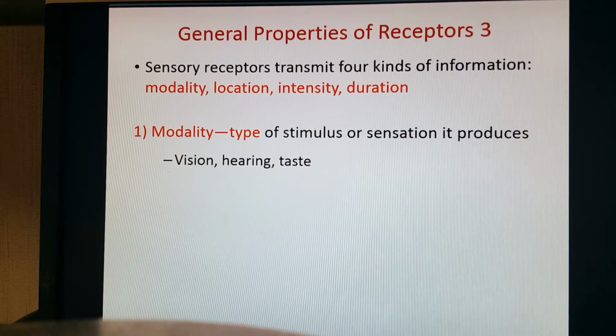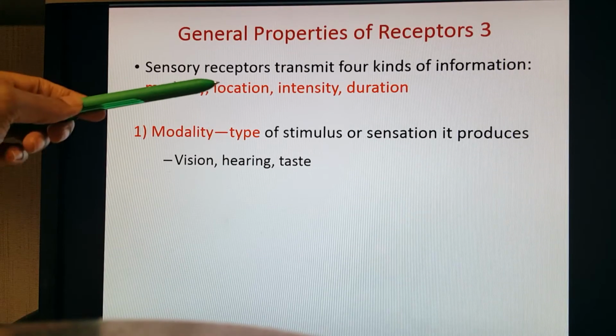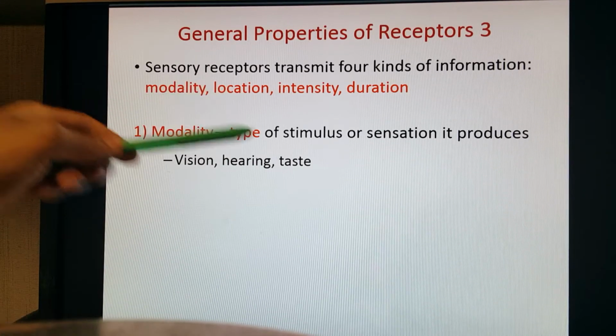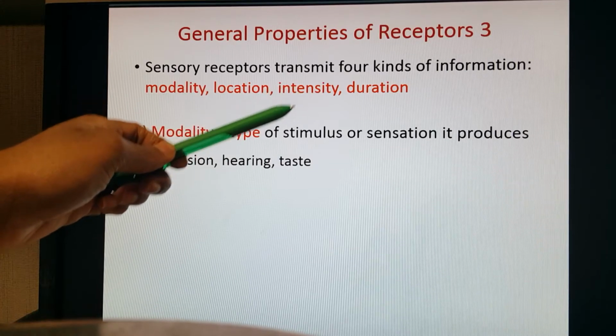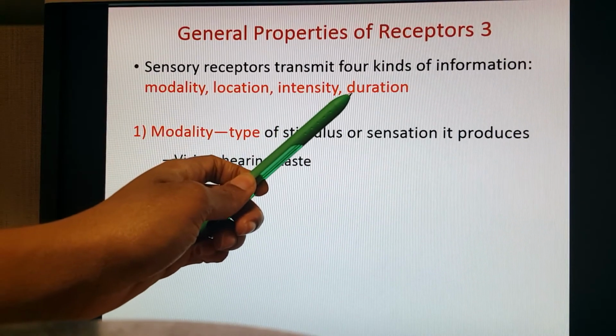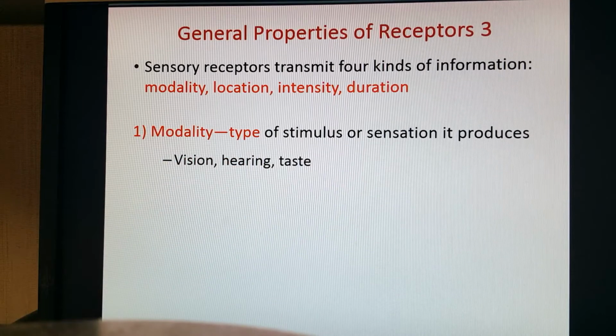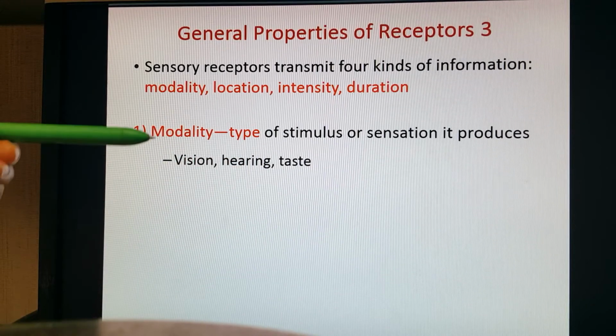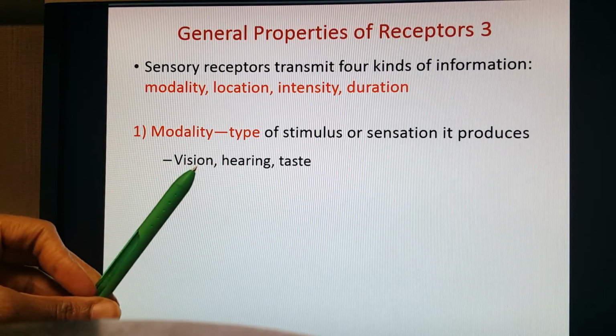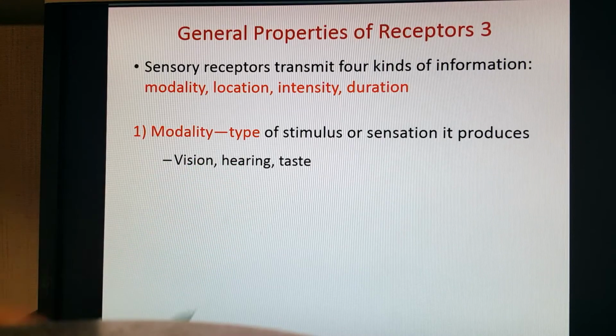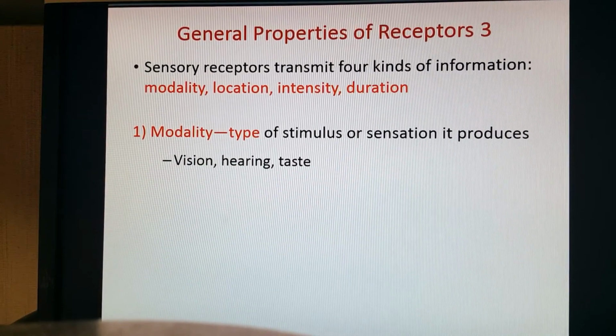So your sensory receptors transmit 4 different types of information. So your type of stimulus, where that stimulus is coming from, how strong the stimulation is, so intensity, and how long the stimulation is lasting, so duration. So for modality, the type is usually produced, like for example, your vision, hearing, taste, touch. That's your type or modality of your sensory information.